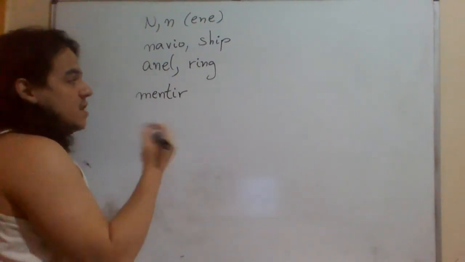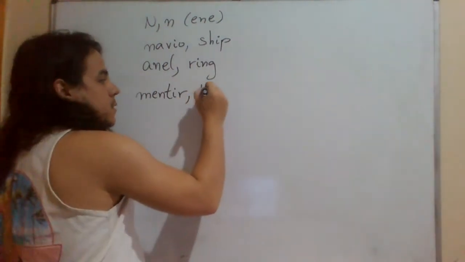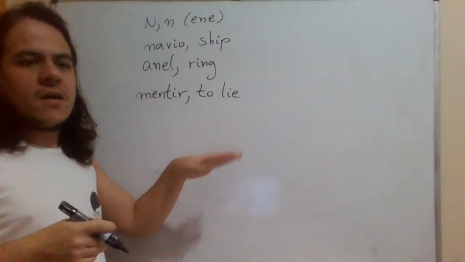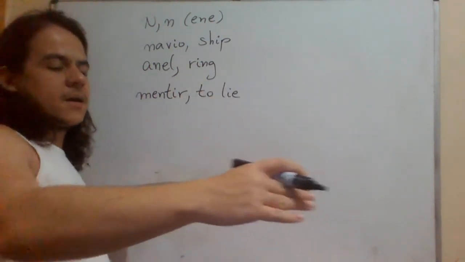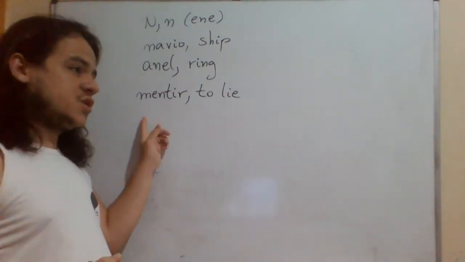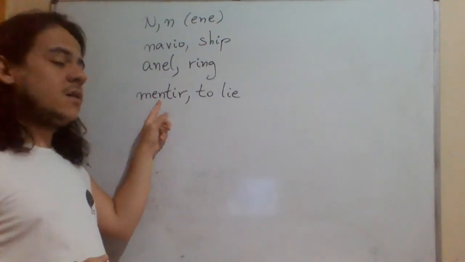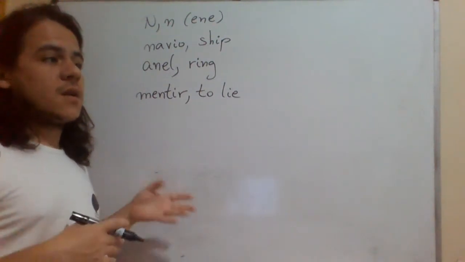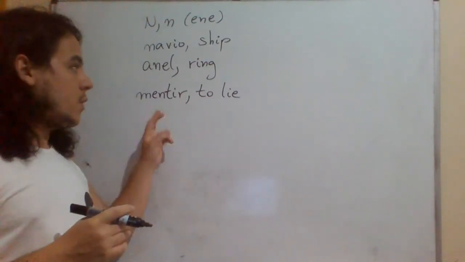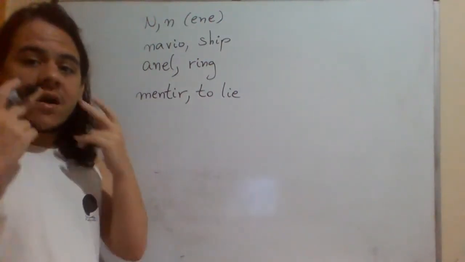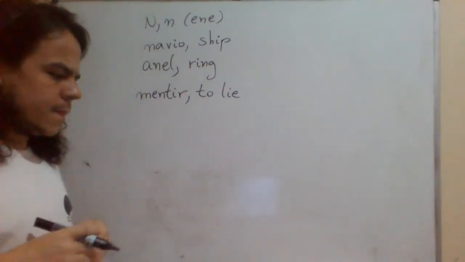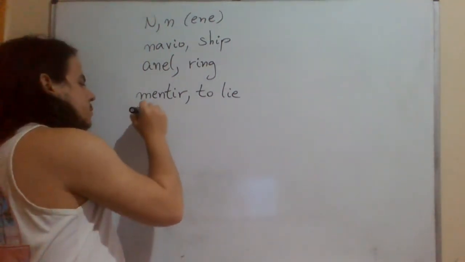For example, mentir. Mentir is a verb. It means to lie. It's not lie as in lay back. It's lie, to tell a lie. It's mentir. Here letter N with the nasal sound. It comes at the end of a syllable. Mentir. So now it has this sound that comes from the nose. Mentir.